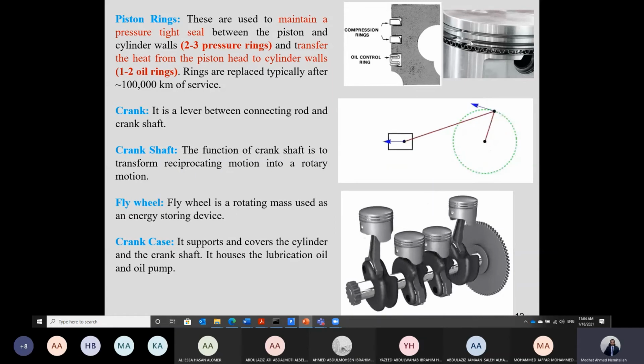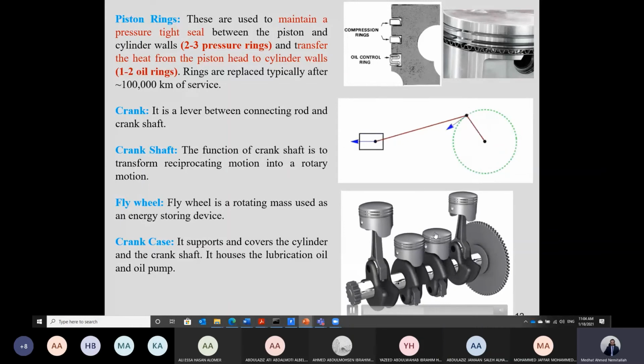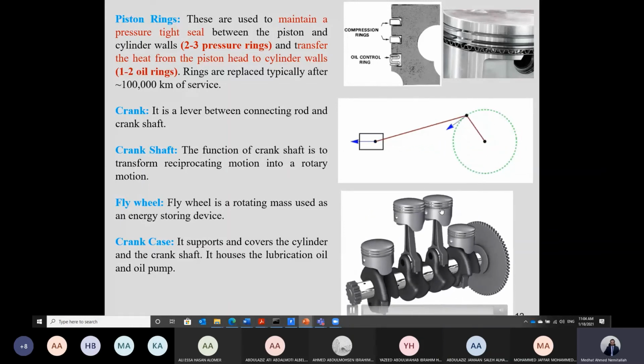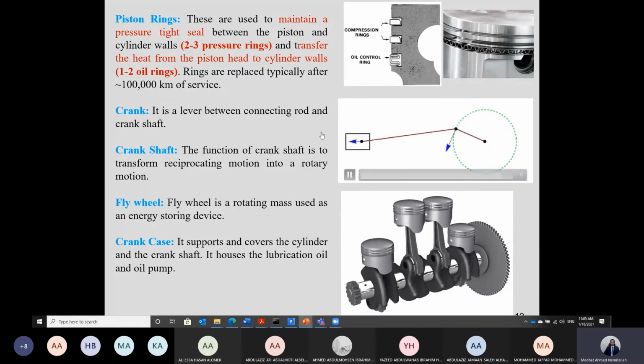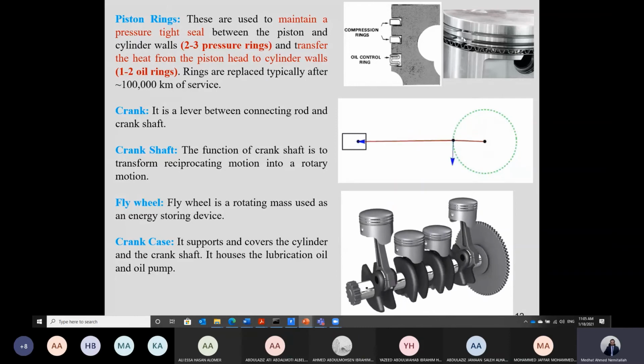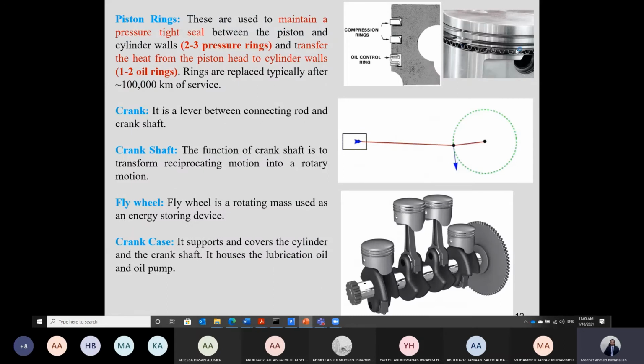If you look at the piston design itself, Shabab, you can see there are piston rings here. Those piston rings are usually from 3 to 5 rings. They are either pressure rings, usually 2 to 3 pressure rings, which are here just to seal the combustion gases above the piston from leaking down below the piston. So we have 2 to 3 pressure rings to seal the combustion chamber from the lower part of the engine.